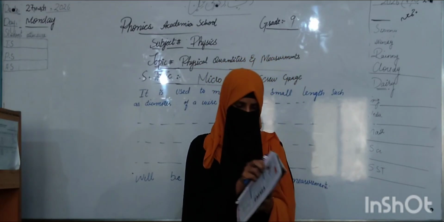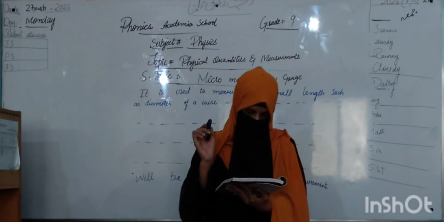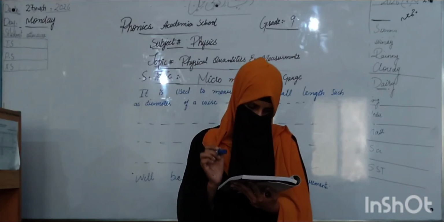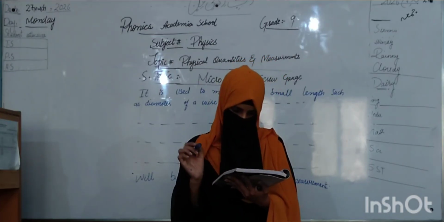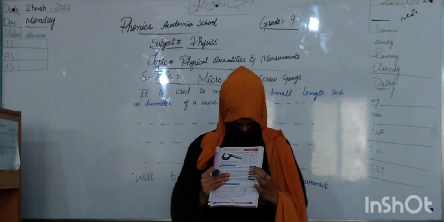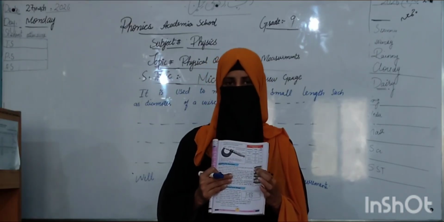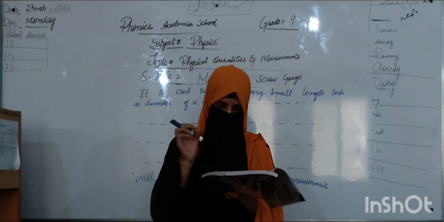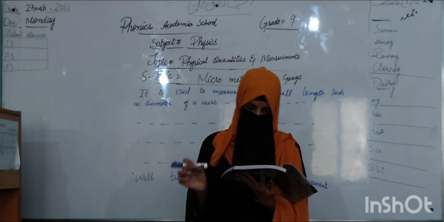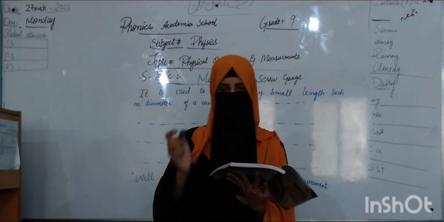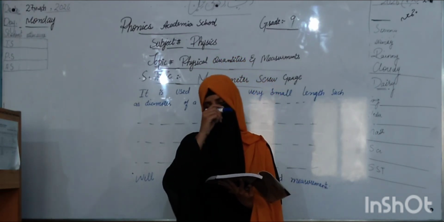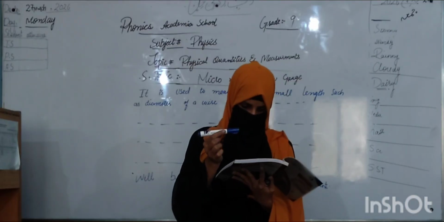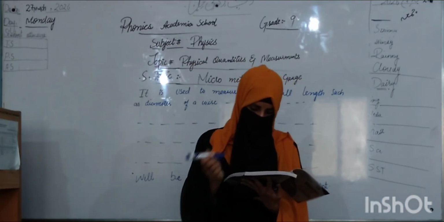Let's check the zero error. If the zero of the circular scale coincides with the horizontal line, then there is no zero error. If it is not exactly in front of the horizontal line, that is, the zero is not at the horizontal line, it is known as zero error in a screw gauge.